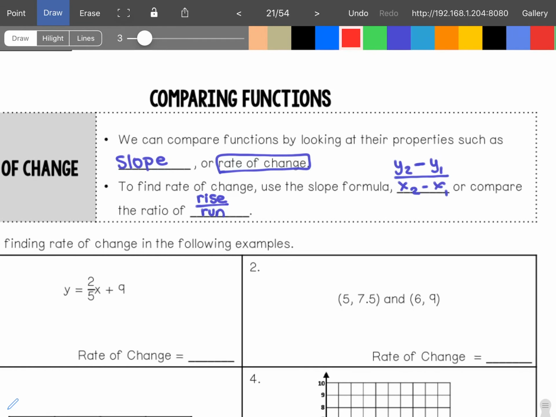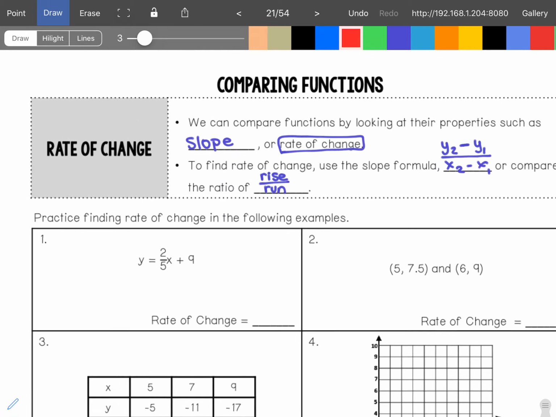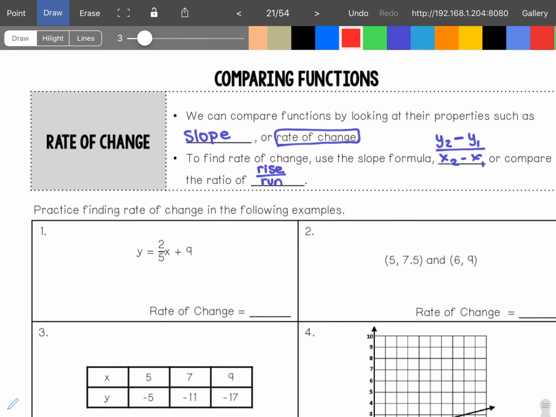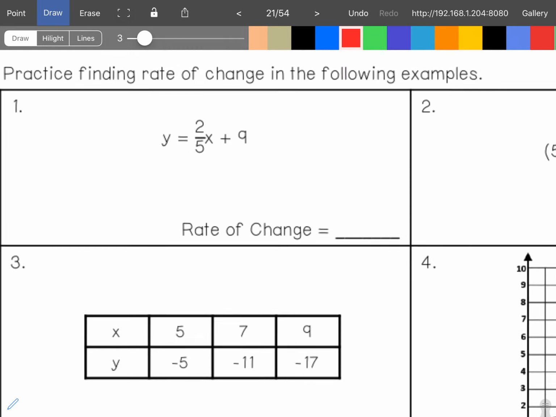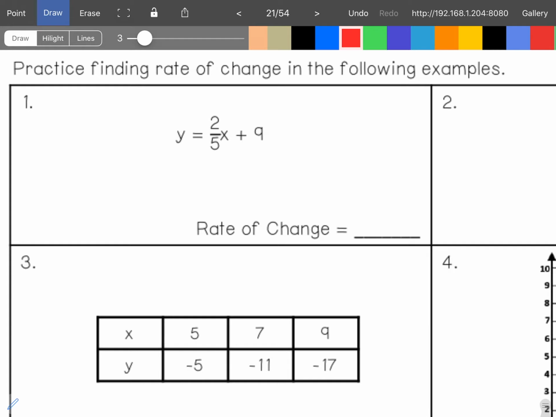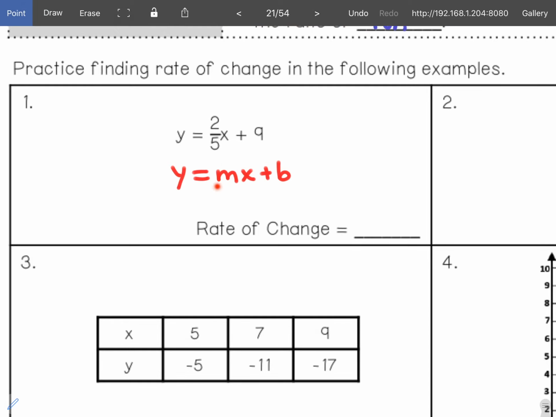Okay, we're going to jump right in and look at some different problems, and the directions say practice finding rate of change in the following examples. So if we look at number 1, we have an equation, and so far we've dealt with equations that are in this form, which is called slope-intercept form, where this m is the slope and the b is the y-intercept. The b is where the line crosses the y-axis, and the m is the slope. It tells you how the line is rising and running.